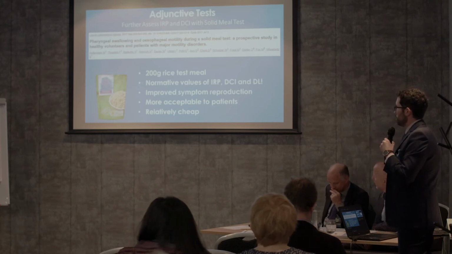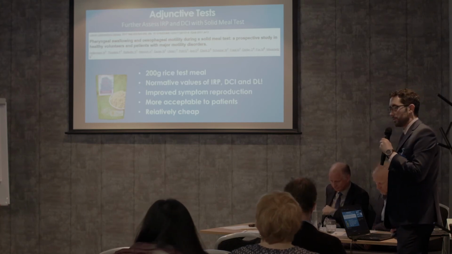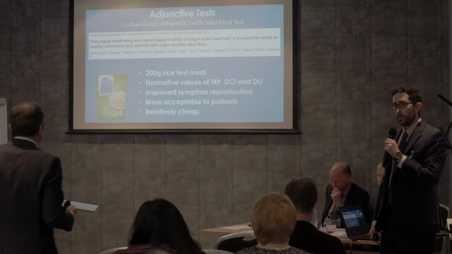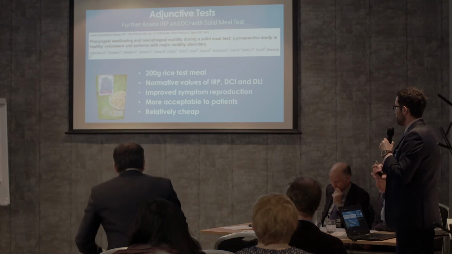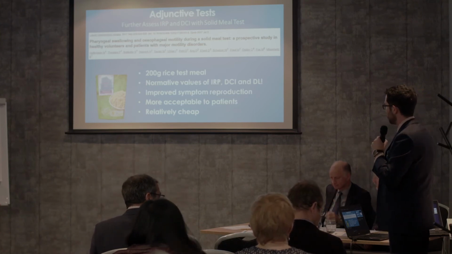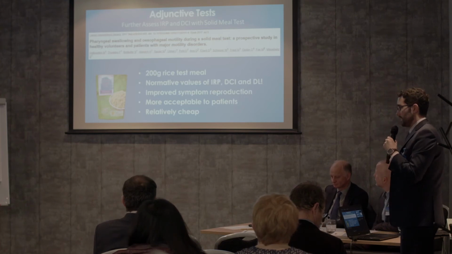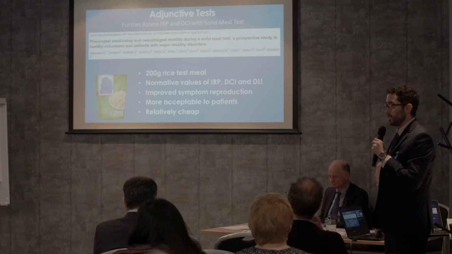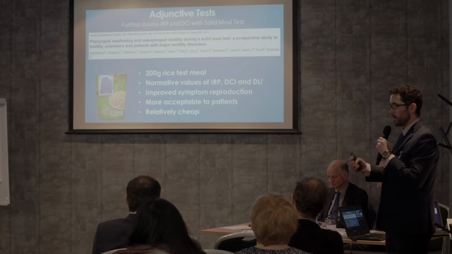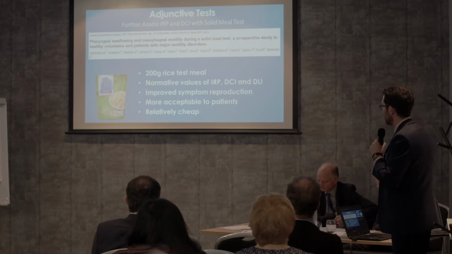They took normal volunteers and symptomatic patients as well, and gave them 200 grams of rice, and they were able to get normal values for the IRP, DCI and the distal latency, so all 3 of the key parameters there. It was more readily acceptable to the patients, and there's less allergies associated with rice. And supermarket bought, whack it in the microwave, it's ready in a minute.